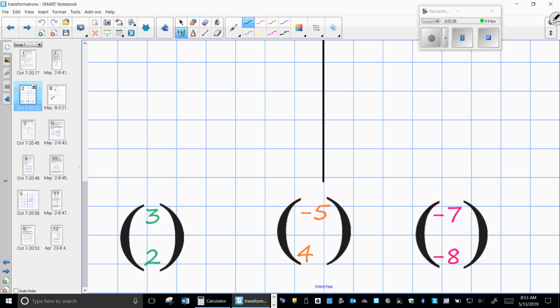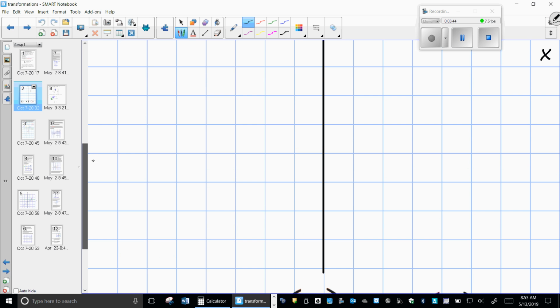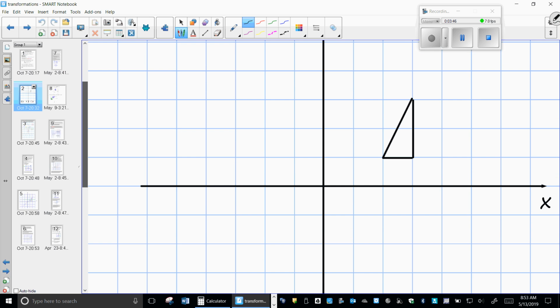What did the top number tell me? Which movements did the top number tell me? Georgie? Right or left? Now which way will we go? Right, okay, so this tells me I'm going 3 units to the right. So let's do the move each separately. So we're going 3 units to the right. If I'm focusing on this point to start with, I'm moving 3 units. So from here I'm counting 1, 2, 3.